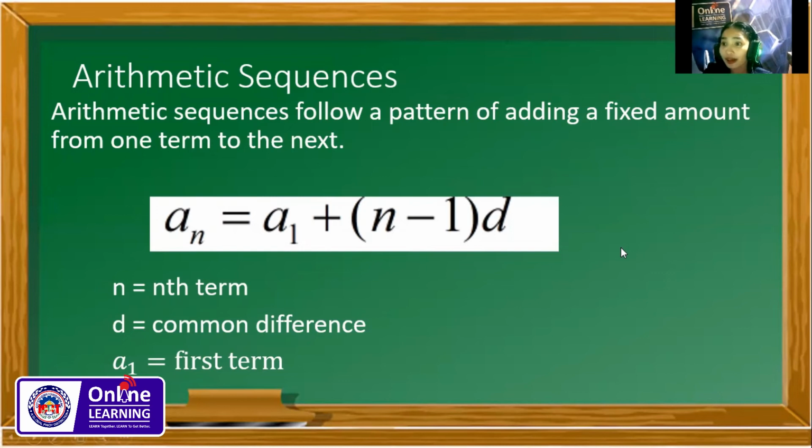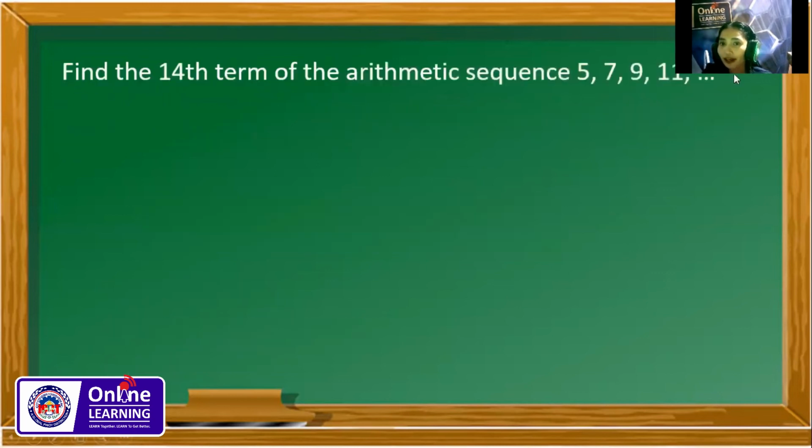So, we proceed to another example of an arithmetic sequence. Find the 14th term of the arithmetic sequence 5, 7, 9, and 11. So, our formula is an is equal to a sub 1 plus n minus 1 multiplied by the common difference. So, an natin ang hinahanap is a14. So, a sub 1 natin is 5. Then, plus n minus 1 natin is 14 minus 1. Then, difference natin ay 2.